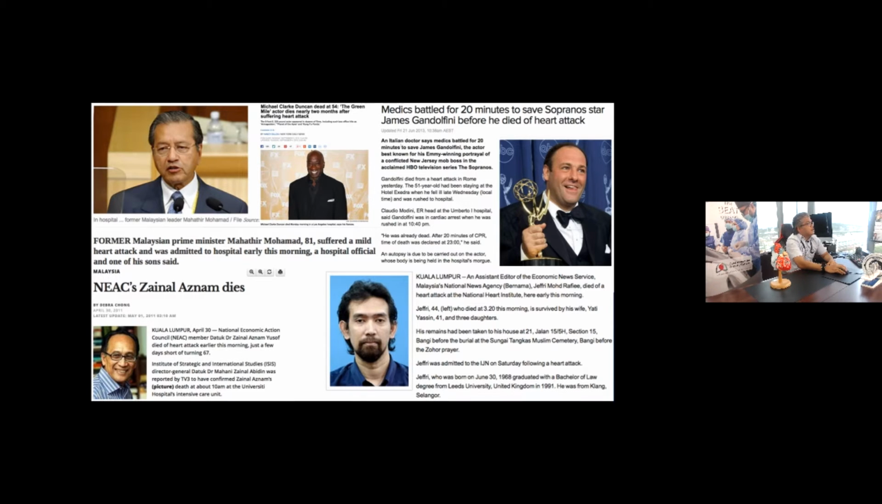The Sopranos actor, James Gandolfini, died from a heart attack. They were unable to bring him back to life. His heart stopped during his heart attack. And then, of course, we have Tun M, who's still going strong, even though he's had multiple heart attacks in the past.